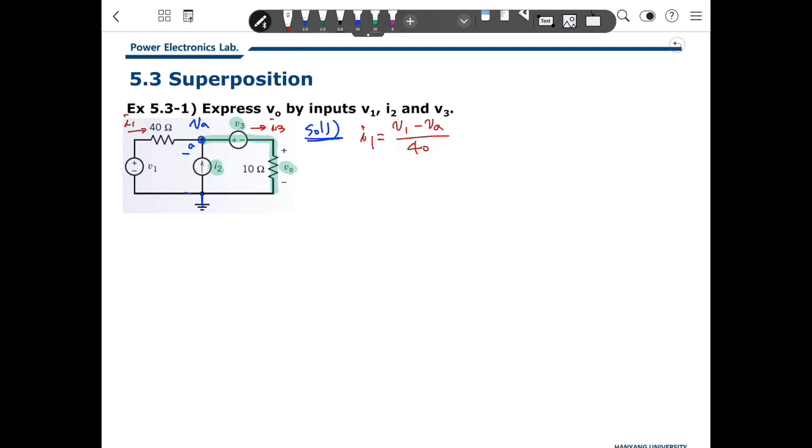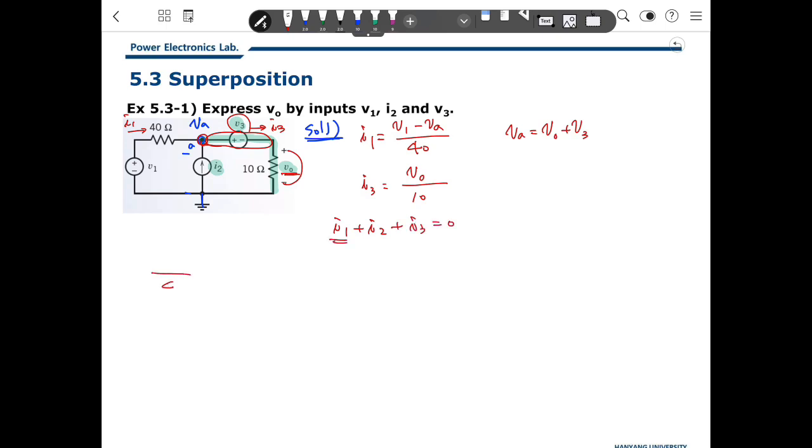And what is I3? I3 will be here VO. And what is VA? Because this is a kind of supernode here, VA is the same as VO plus V3. So we make here, then I1 plus I2 plus I3 should be 0.